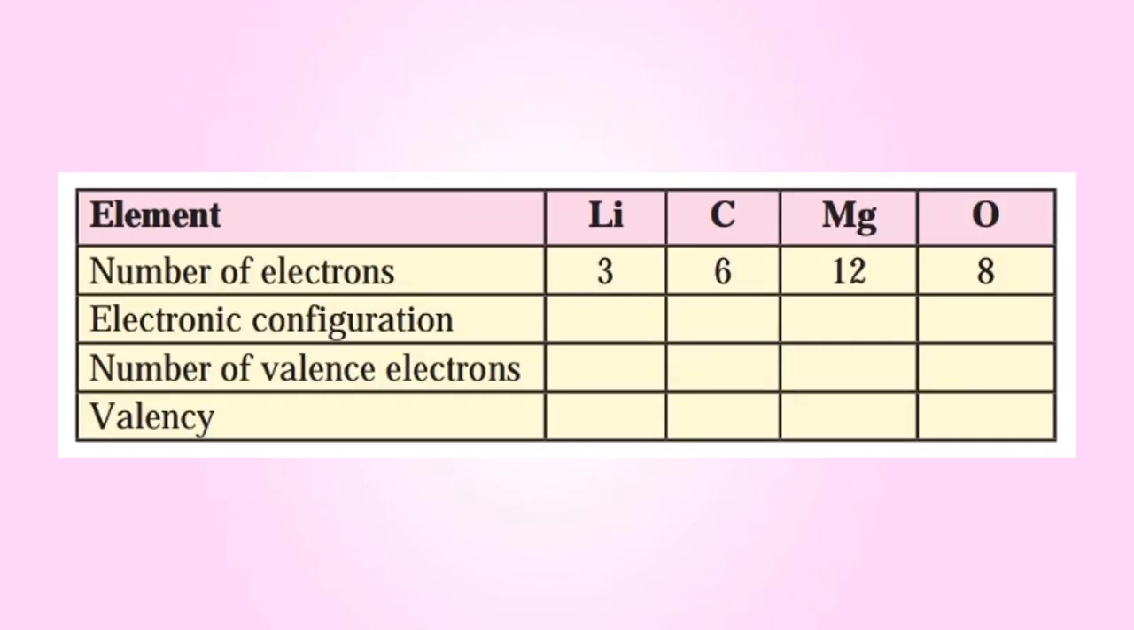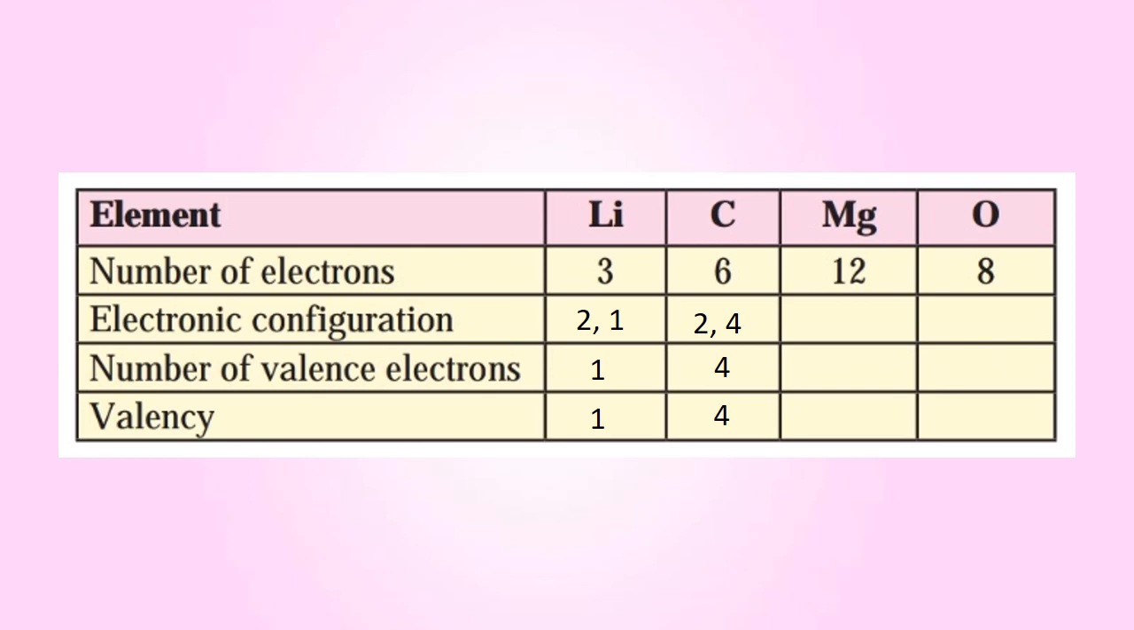One more table we have. So, here, we have to write down the number of electrons given. Electronic configuration, we have to write. Number of valence electrons, we have to write, and valency. So, for the first one, that is lithium, number of electrons we have 3. Electronic configuration will be 2 comma 1. Number of valence electrons is 1, that is the electrons in the outermost shell, and valency is again 1. For carbon, we have 2 comma 4. Number of valence electrons 4, and valency is again 4.